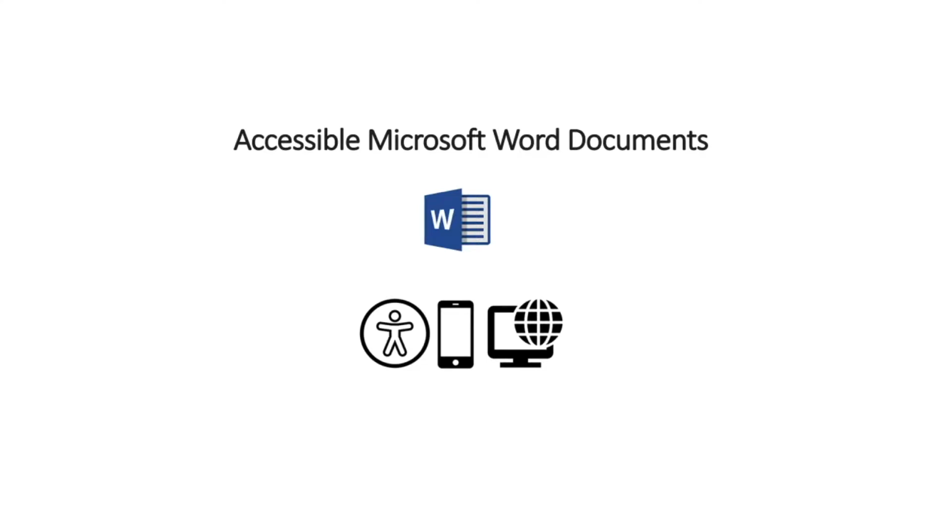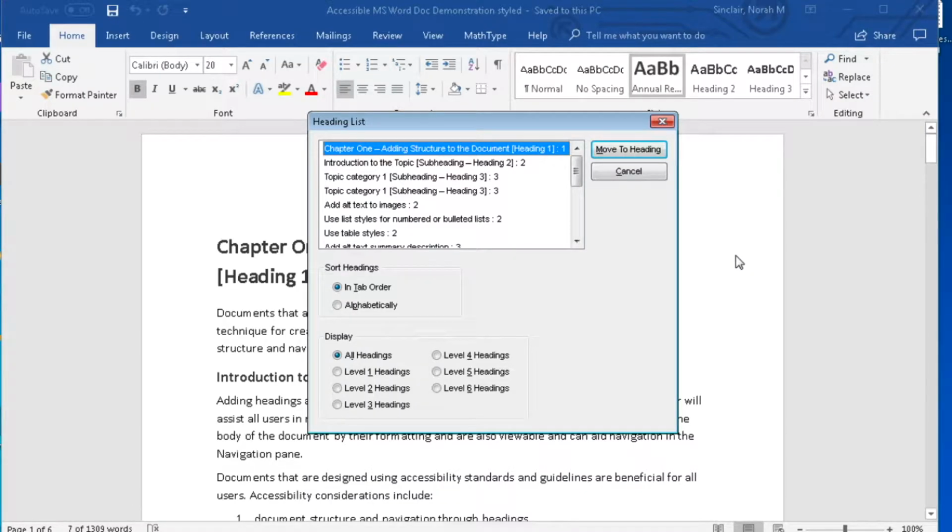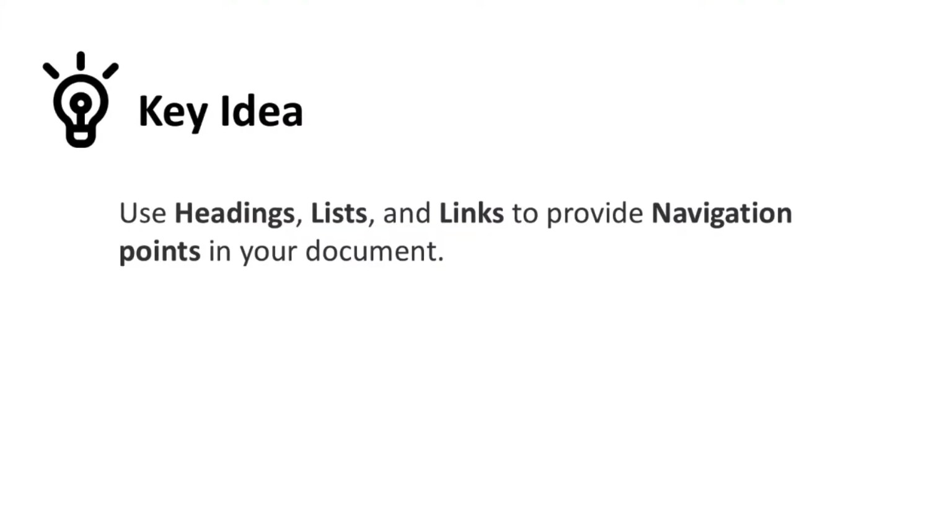In this video, we will learn how to format accessible Microsoft Word documents. Documents that are formatted to be accessible will work with assistive technology. Many users of assistive technology, especially screen reader users, will navigate or skim a document by bringing up a list of headings, lists, or links. So a key idea in creating accessible documents is to structure your document so that users of assistive technology will have access to the key navigation points that they need.